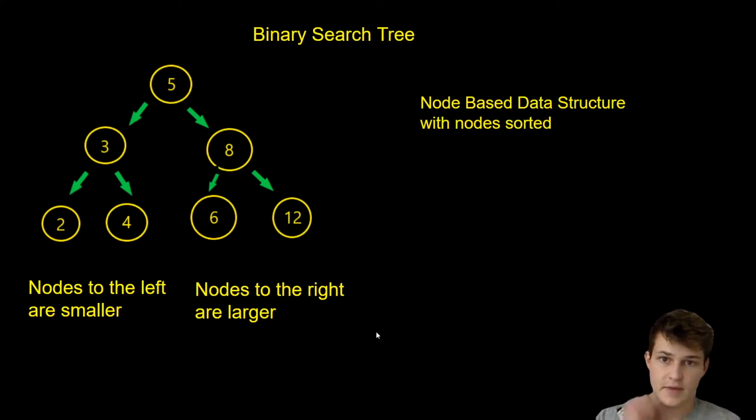Here we have an example of a binary search tree. The top value in the tree, the 5, is known as the root. To the left child of the root, we have a 3, which is less than, and to the right child we have an 8, which is greater than or equal to. On the next level down, we have a 3 with a left child of 2, which is less than it, and a right child of 4, which is greater than or equal to it. On the right side of the tree, we have an 8 with a left child of 6, which is less than it, and a right child of 12, which is greater than or equal to it.